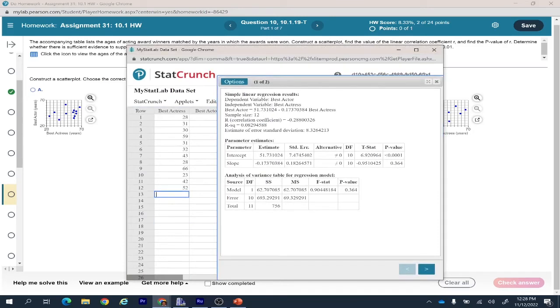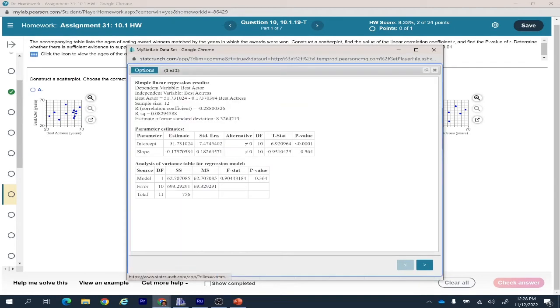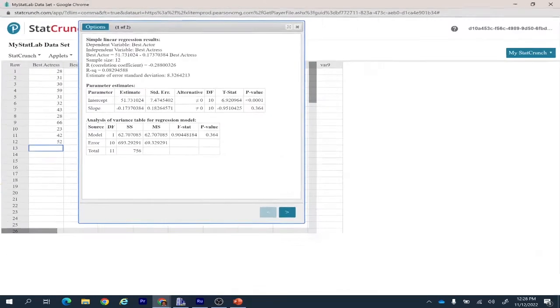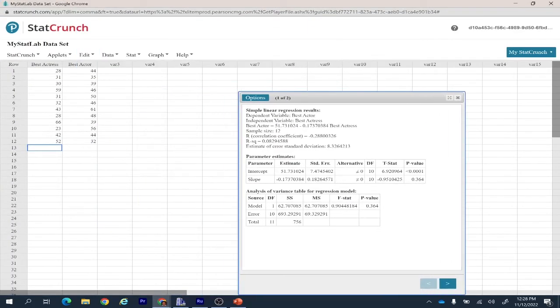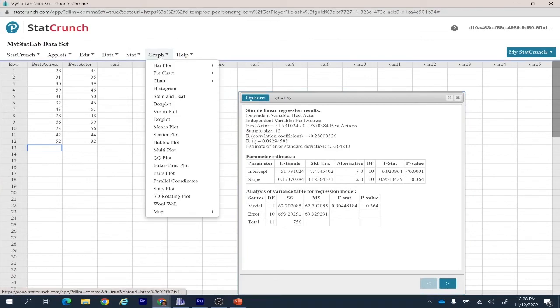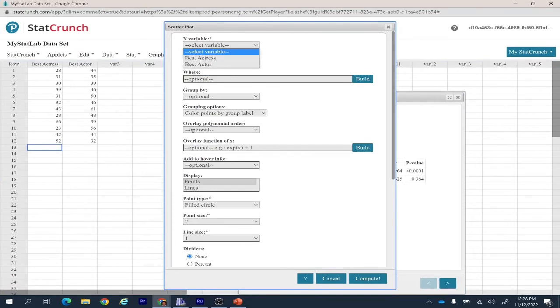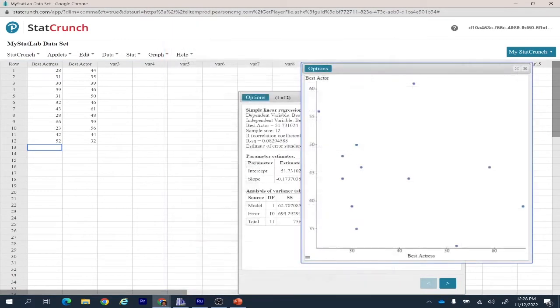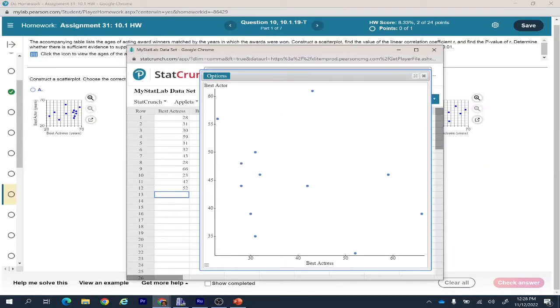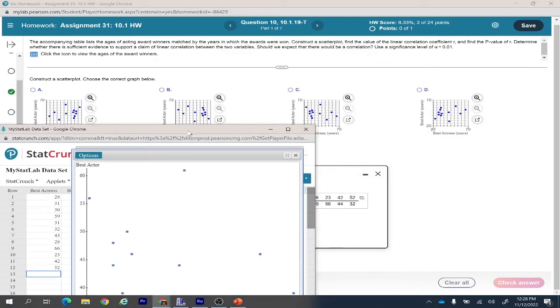So we also need graph plotting here. So let's do that. How do we graph? Go to graph and go to scatter plot, and choose X variable as the best actress and then Y variable as the best actor. And if you hit compute, that will give you the scatter plot. Compare your plot and then just choose the right one.